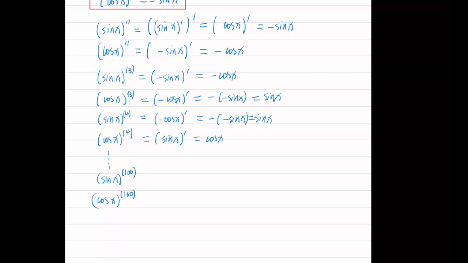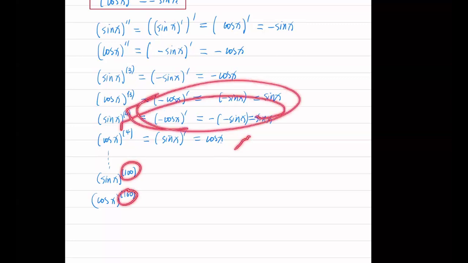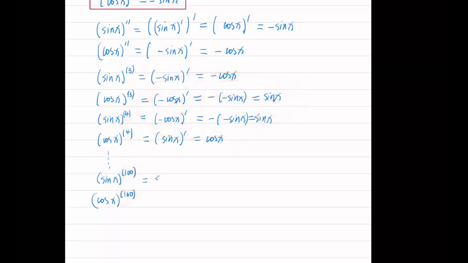Okay, some observations. What happens if we take the fourth derivative? Sine function fourth derivative: we go back to sine again. Cosine x fourth derivative: we go back to cosine. Fourth derivative, now what about the eighth? Sine, cosine, 12. So 100. Yes, so we go around the circle 1 time, 2 times, 3 times, 25 times of the fourth derivative. So we go back to sine x, cosine x.